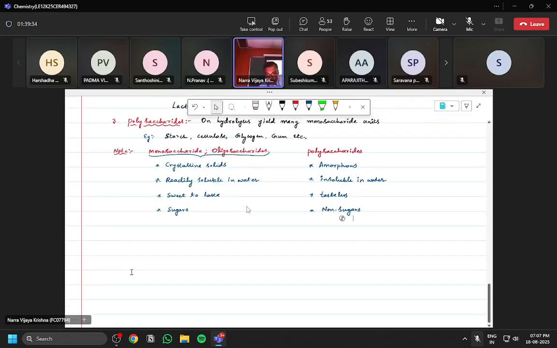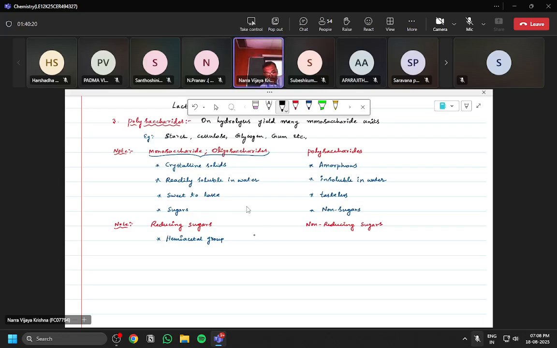Now, another note. What is the difference between reducing sugars and non-reducing sugars? What are reducing sugars? They should possess a free OH group, or we can call it a hemiacetal group. Yes, sir, LAN is working. Right? So they should possess a hemiacetal group.